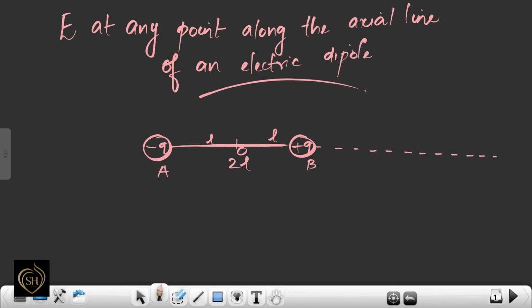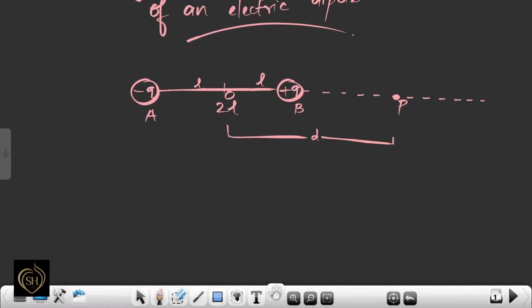This is the axial line of this dipole. P is a point on this axial line at a distance d from the center of the dipole. Let us find out the intensity of electric field at P due to this dipole. For that, we want to find out the intensity produced by minus Q charge and plus Q charge separately. First, let us find out the intensity of electric field produced by minus Q at P.